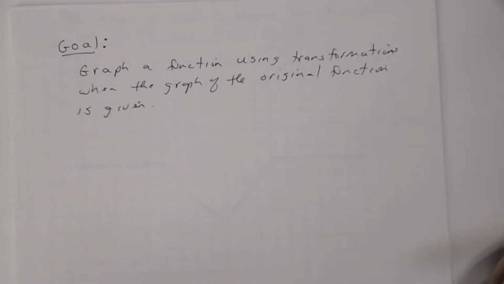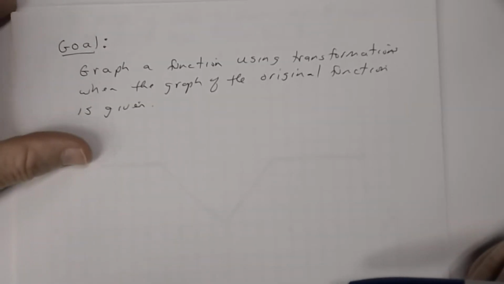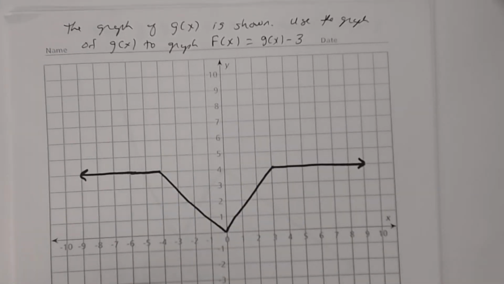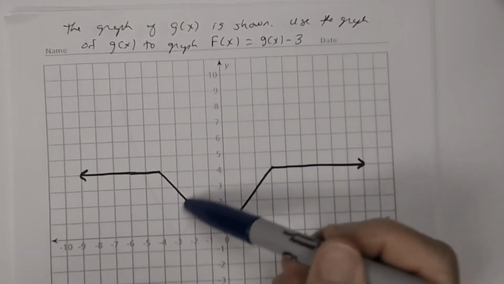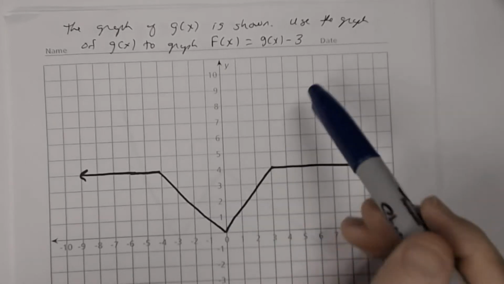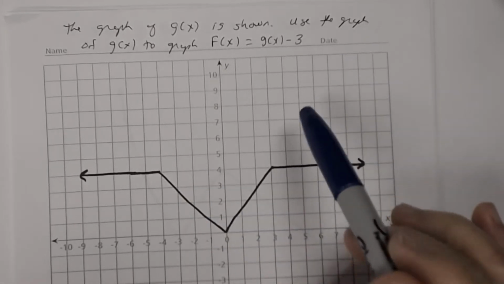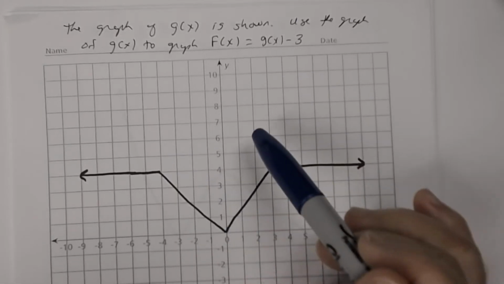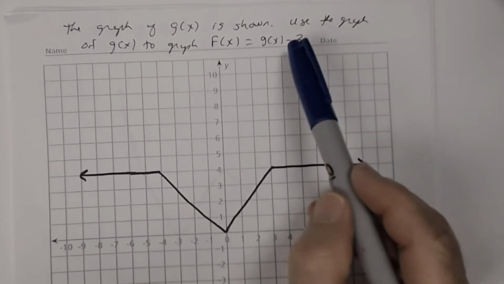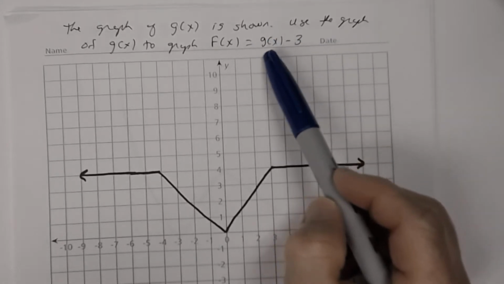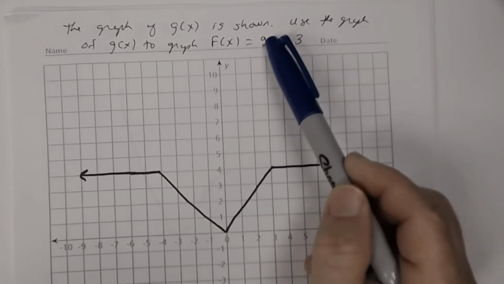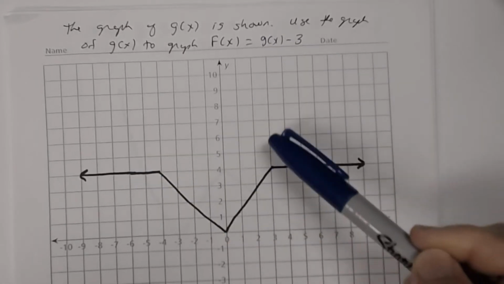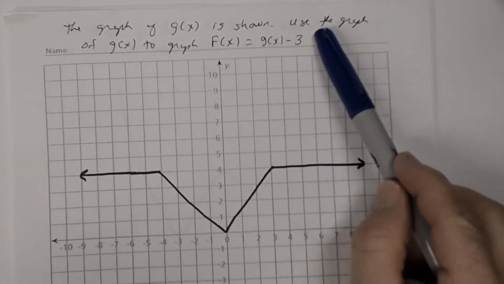Okay, so we're going to look at the first graph, and the direction says that the graph of the function g of x is shown. You want to use this graph to graph f of x, capital F of x, which is g of x minus 3. So remember, this is your basic function, your original function. You want to take this original function and think about what this means.